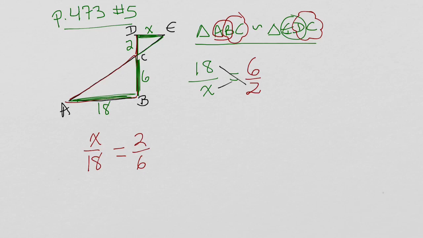Let's go ahead and cross multiply. 18 times 2 is 36, equals 6x, and we're going to divide both sides by 6, and we get x equals 6, and we have to remember that's in kilometers.